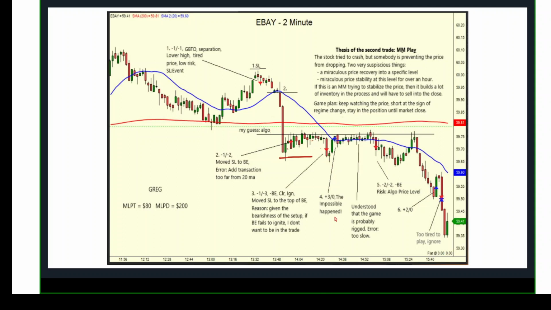The impossible happened. Well, impossible. Anything is possible in the market, right? So the improbable happened, you can say. But impossible, no. Okay, understood that the game is probably rigged. That I don't understand, that statement. You're saying something about an algo here and everything, but what do you mean the game is rigged?